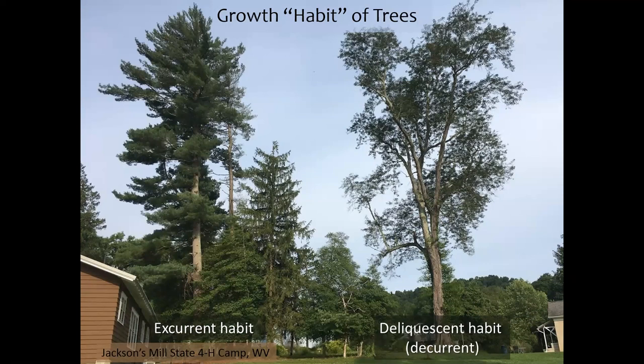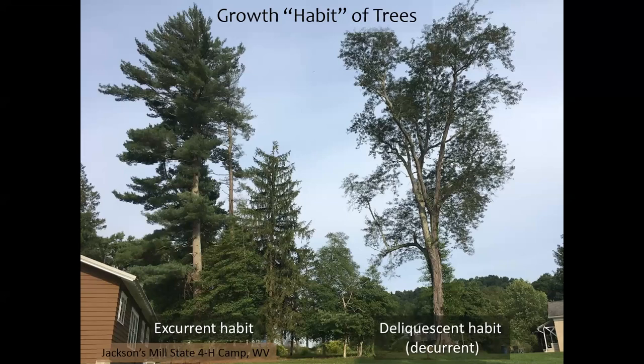I use deliquescent because deliquescent means melting away, where you start with a very solid stem and it starts branching and branching and branching until it just melts away into the atmosphere. The excurrent habit, it's a very dominant stem. Rarely do you get branches going up to compete with the very tippy top part of the tree, the apical meristem, but you always have the dominant stem there.